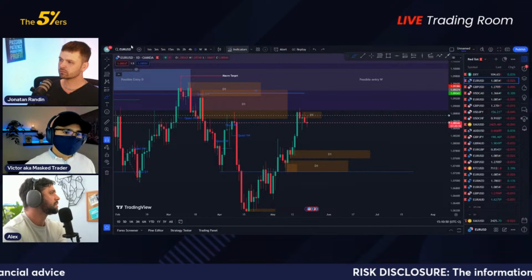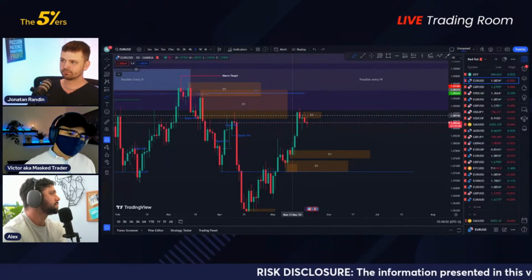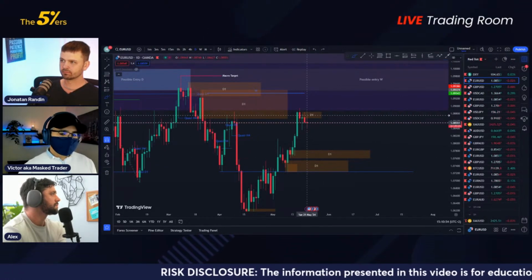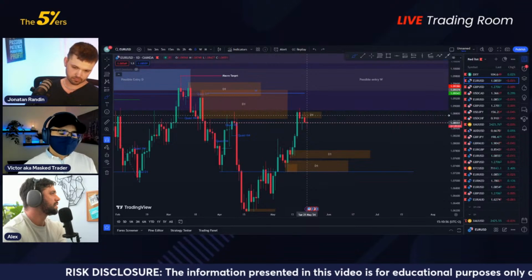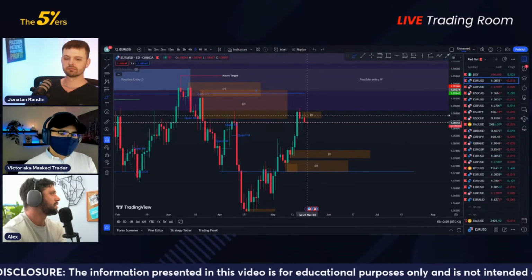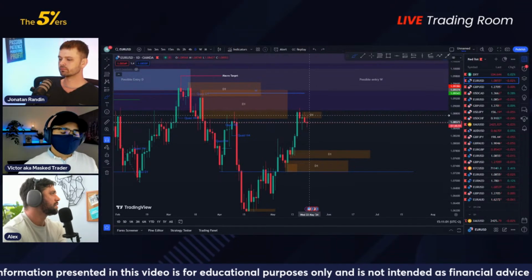But if I go to the lower time frames, what I want to be looking at is identifying the demand area and trying to see the reversal patterns within that on the even lower time frame.